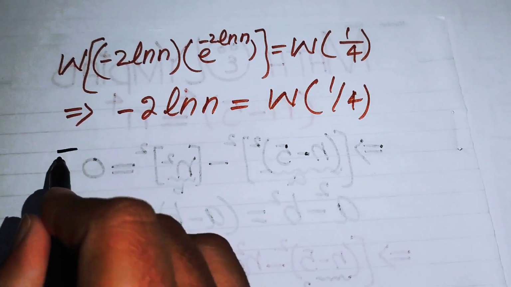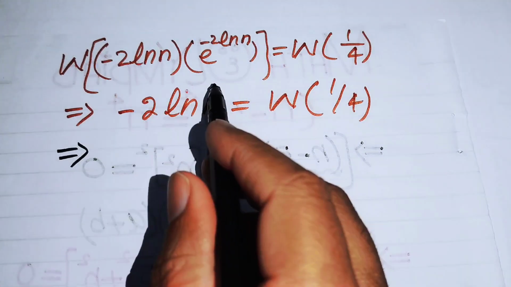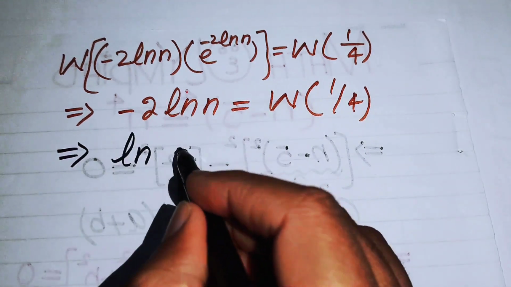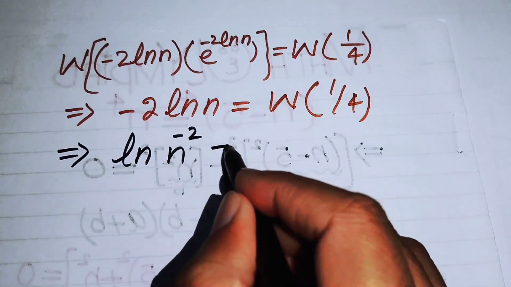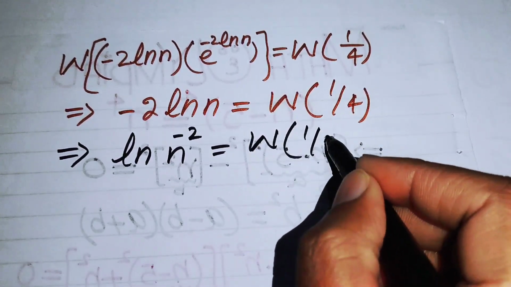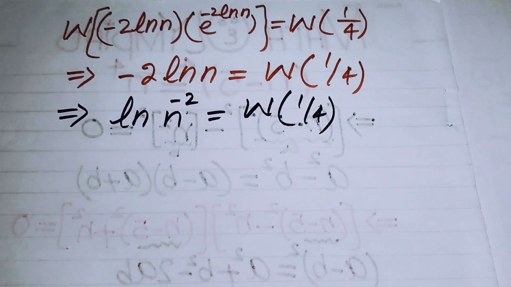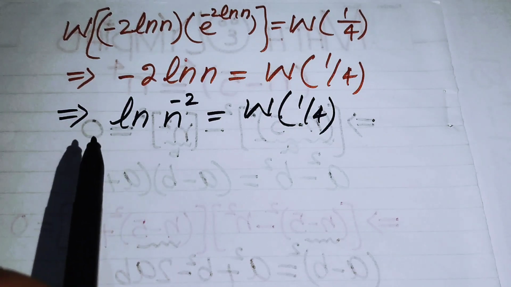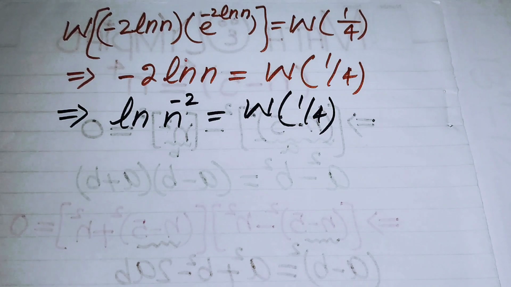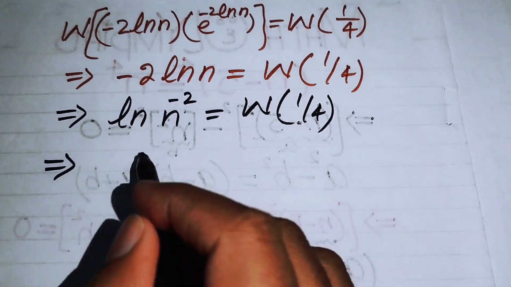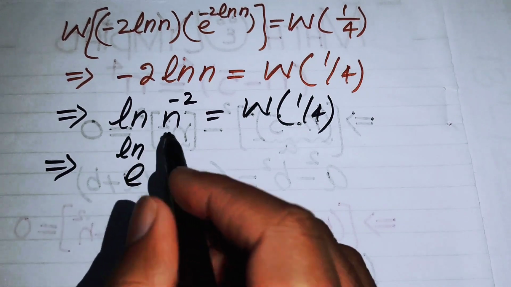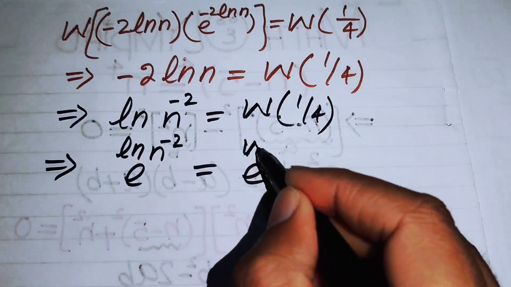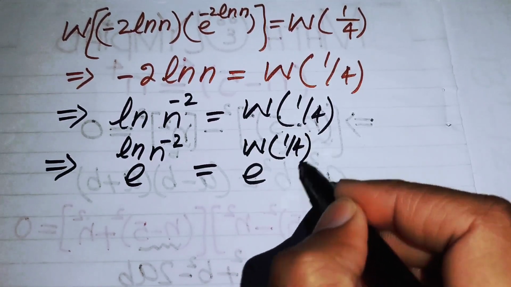Here we use the property of log, and we move this minus 2 up in the exponent of n. So you write ln of n to the power of minus 2 equals W of 1 over 4. So in the next step we remove this log because we need to find the value of n. In order to remove this ln, we can take the anti-log on both of the sides, and you get here e to the power of ln of n to the power of minus 2 equals e to the power of W of 1 over 4.